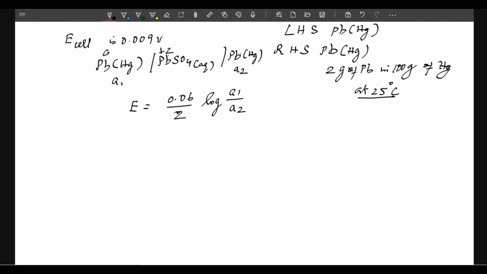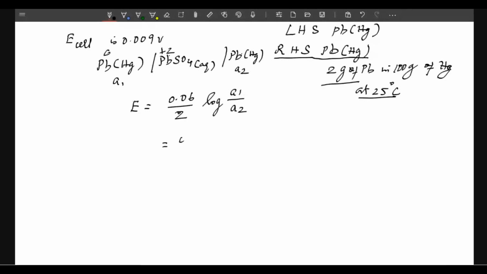And what is A2? The right hand side lead amalgam is 2 gram. Therefore, instead of A2, you put just 2 gram. It is not necessary to convert into moles, because we are also going to give the activity of the other side, the LHS, in terms of grams. And E is given as 0.009. Therefore, just multiply this and rearrange it.